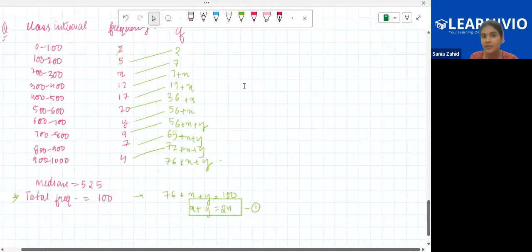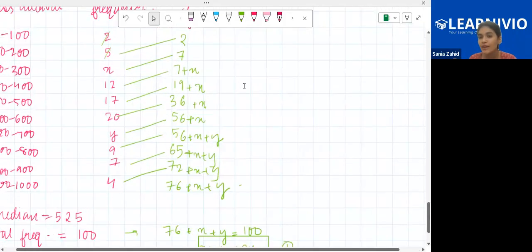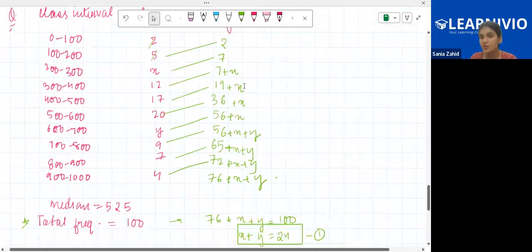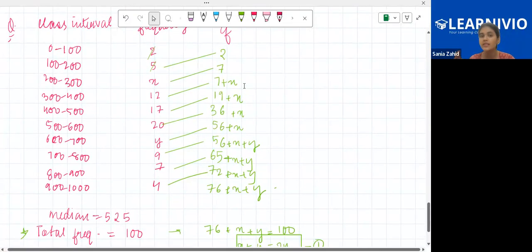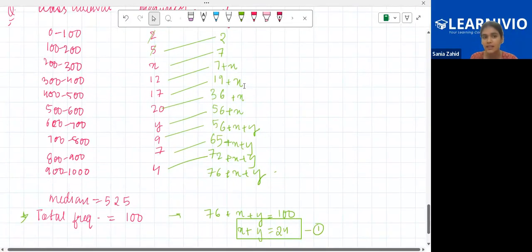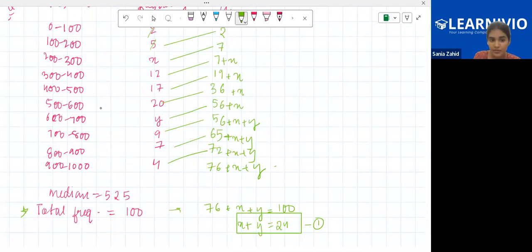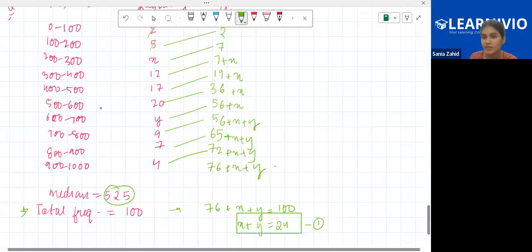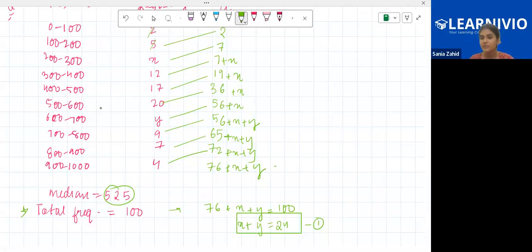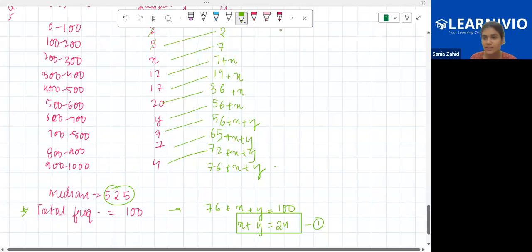Now what happens? You would say, ma'am, how am I supposed to find the median class? Because you don't know what the last cumulative frequency is. But do I know that my median is 525? So from this, can you tell me what your median class should be? If your median is 525, where is 525 lying? In which class will 525 lie? Look at all the classes.